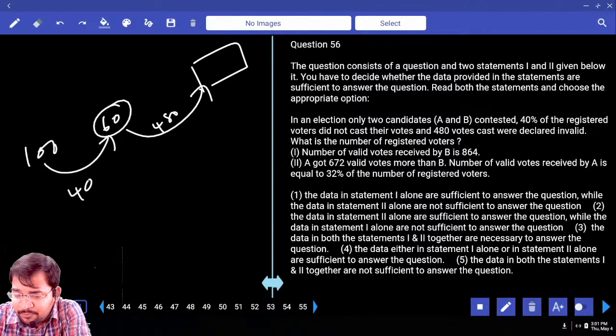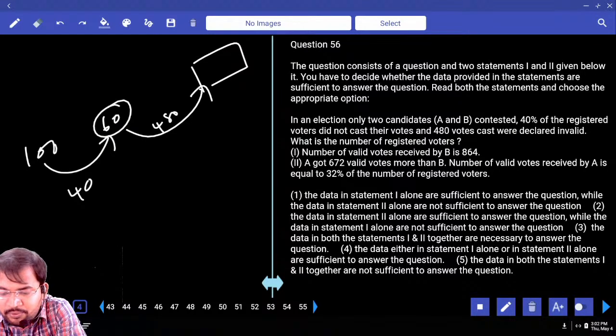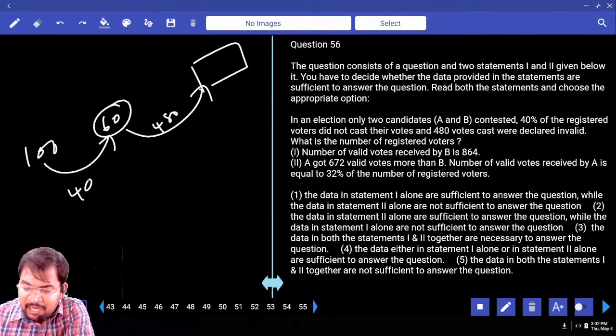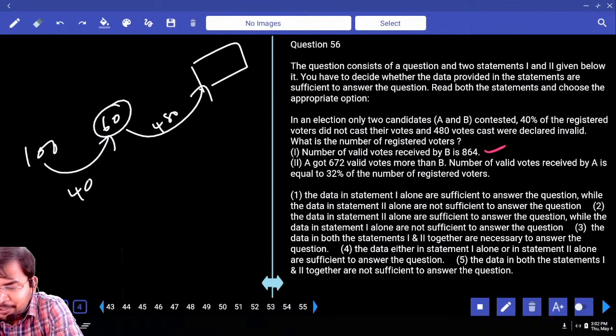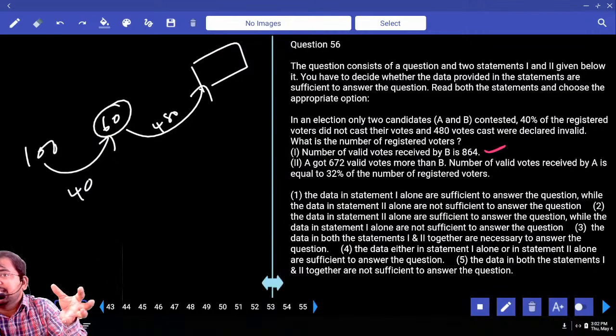Number of valid votes received by B is 864. If you observe carefully here, all of you, the number of valid votes received by B is 864. First of all, we don't know how many votes A got, how many votes B got. Yes, the valid votes are 60% minus 480. But out of that, we don't know how much the winner is getting, how much the loser is getting.